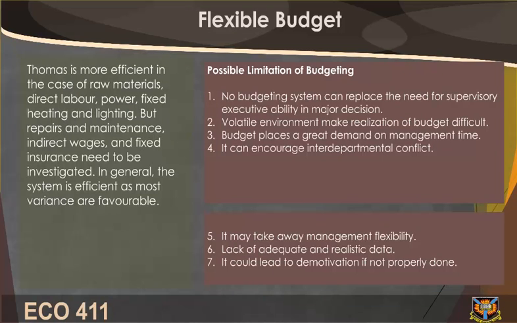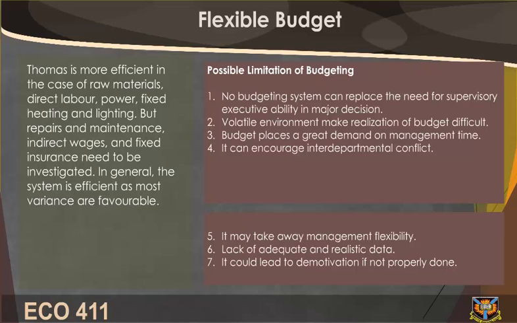Thomas is more efficient in the case of raw materials, direct labor, power, and fixed heating and lighting, but repairs and maintenance, indirect wages and fixed insurance need to be investigated. In general, the system is efficient as most variances are favorable. Possible limitations of budget.